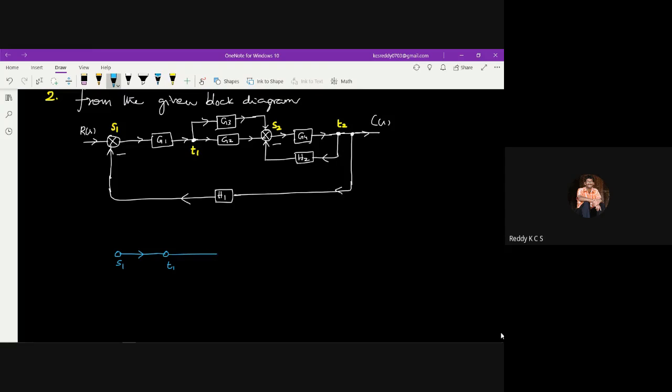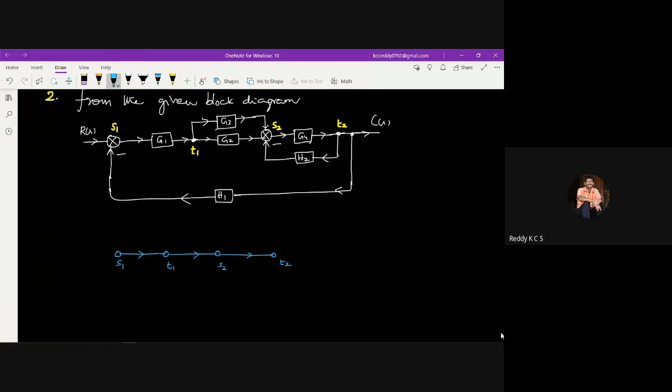Then I need to write the summing point 2. This is the summing point 2. Then I need to write the takeoff point 2. Once I have written summing point 1, takeoff point 1, and summing point 2 in the same sequence as in the block diagram, see, summing point 1, after summing point 1 there is a takeoff point 1, then afterwards S2, then T2. So a similar sequence I have to write first.